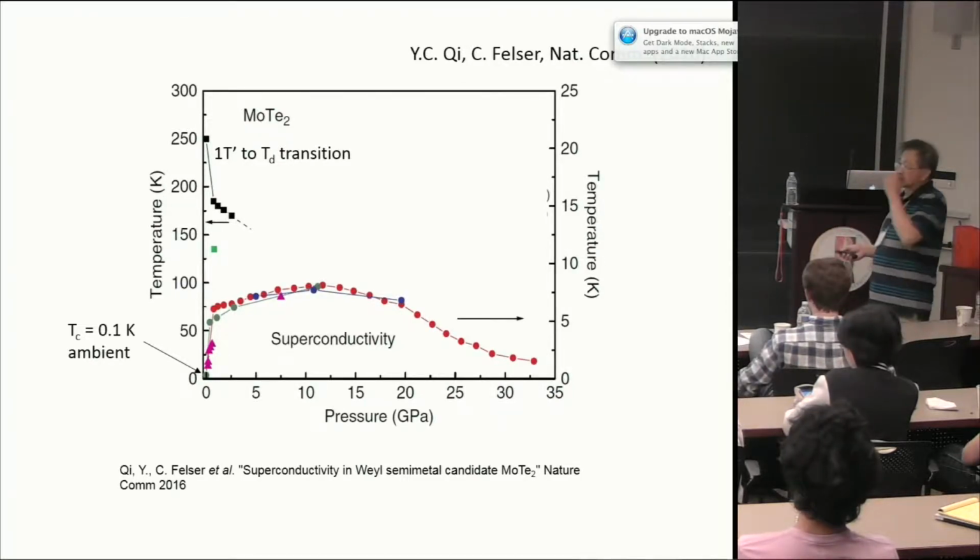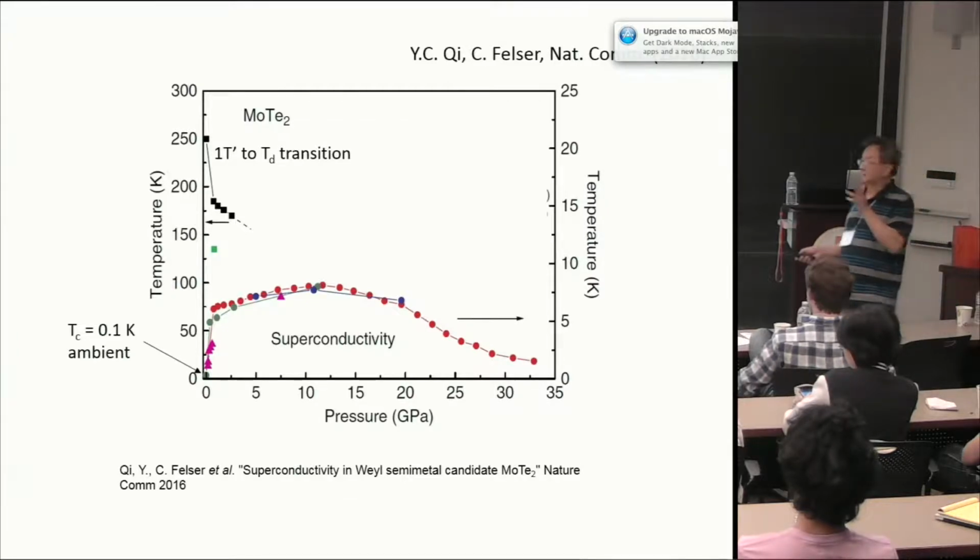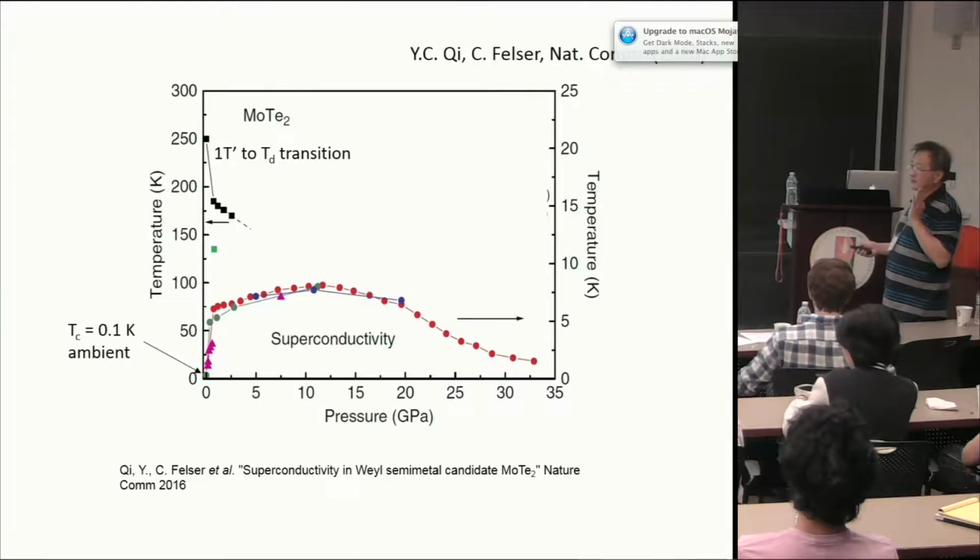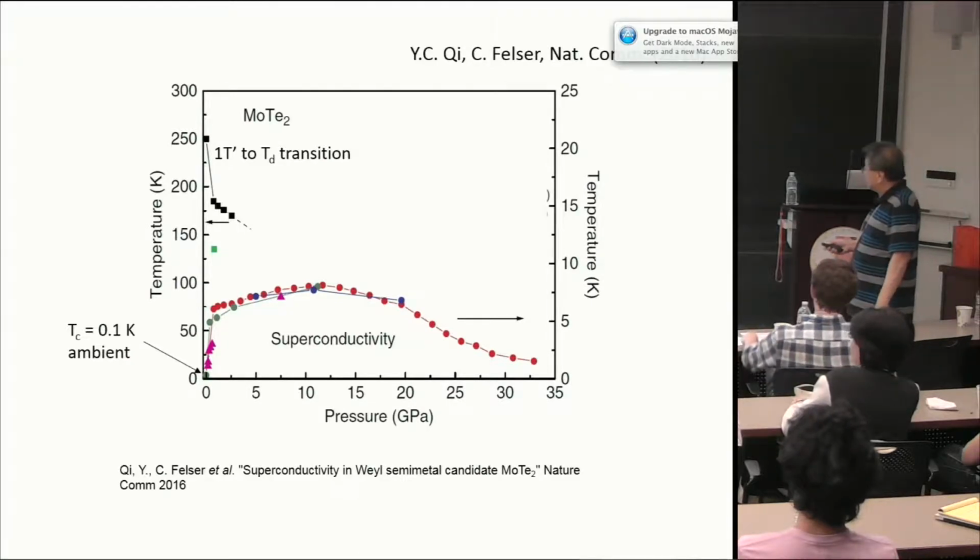Now, MoTe2 comes in 3 phases, alpha, beta, gamma. This is the gamma phase. This is the phase that's metallic and goes superconducting. And the data is very reproducible. I think that something like 5 groups now have looked at the superconductivity. We all agree that TC is 0.1 Kelvin.